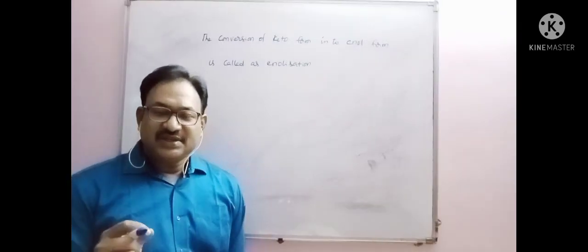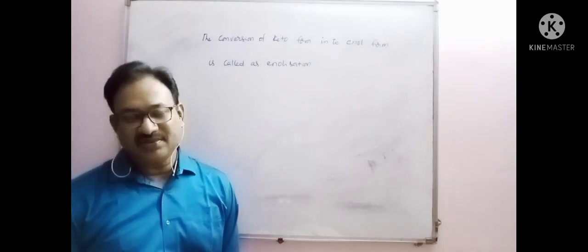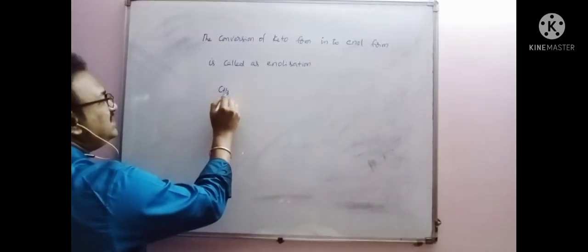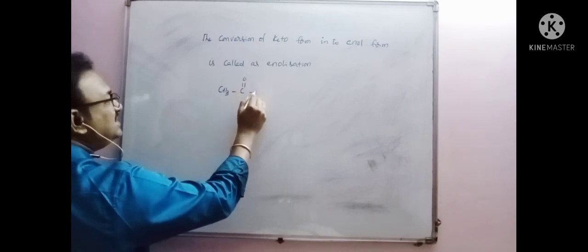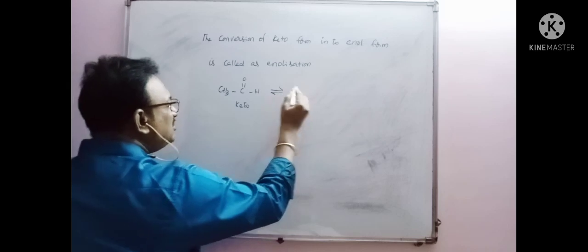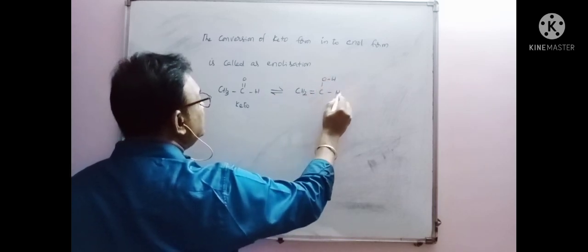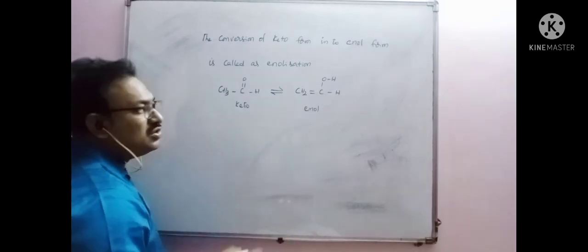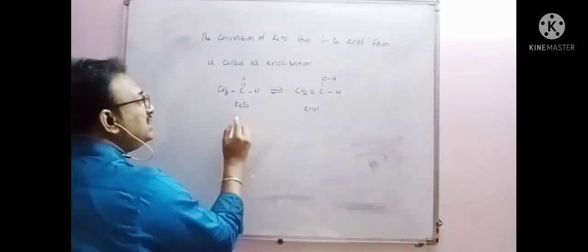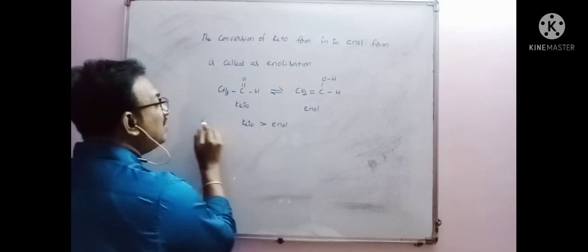In some structures, keto forms are more stable. In some structures, enol forms are more stable. For example, take CH3CHO, acetaldehyde. This is the keto form, and its tautomer is CH2=CHOH. This is the enol form. Among these two, which is the more stable form? Obviously, here the keto form is more stable when compared to the enol form.